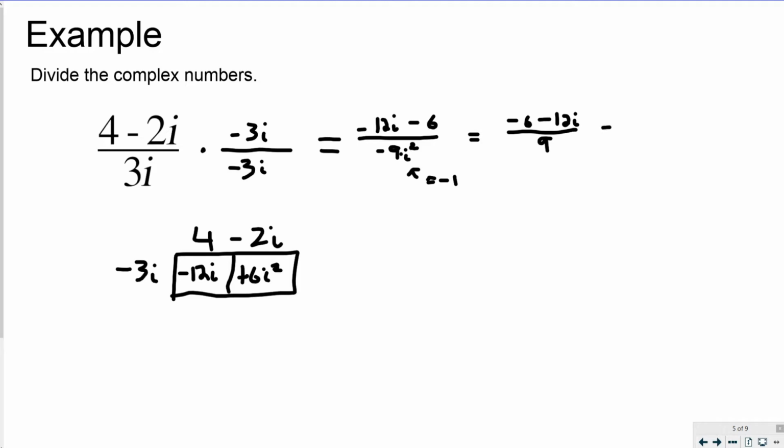So I can then simplify my answer to negative 2 minus 4i over 3. And that is my divided complex number.